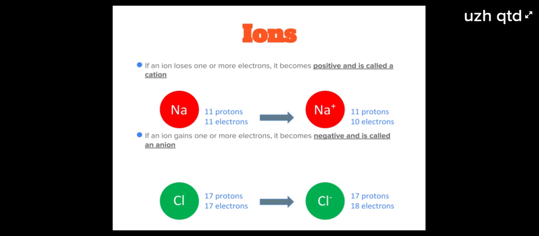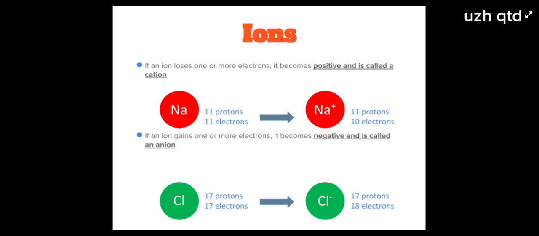This is a positive ion, and we call it a cation. I remember this by just remembering that cats have paws, and so cations are positive. I know it's lame, but it works, trust me. Cations, positive, because cats have paws.